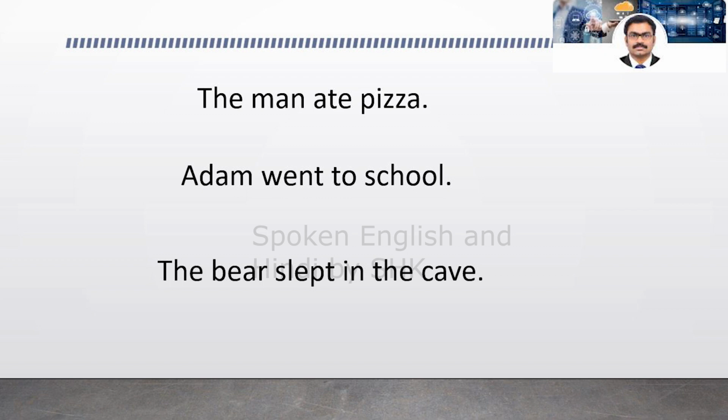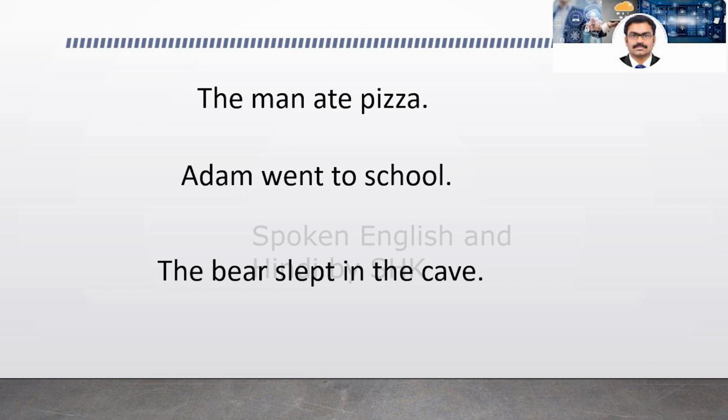So the first sentence is, the man ate pizza. Okay, so we have the man. The man is our subject. This is who or what the sentence is about. Then we have ate pizza. Ate pizza is the predicate. This is what the subject did.